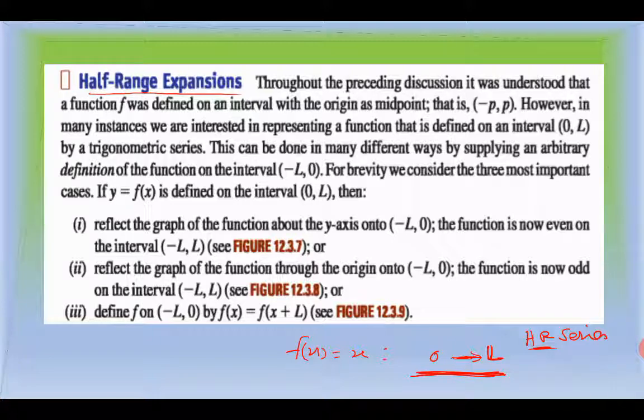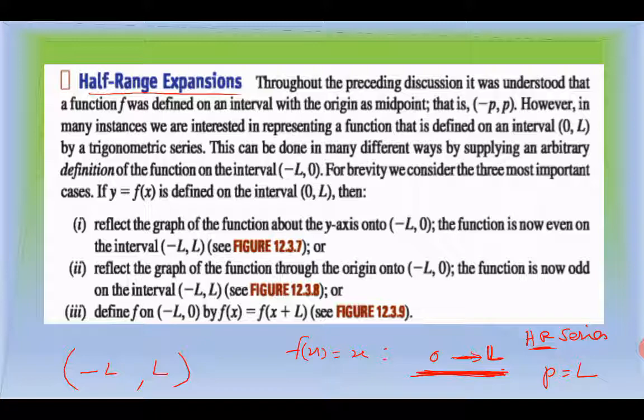Half interval. So the full interval is negative L to positive L. Therefore, the P is usually 0 to L, isn't it? The half length is P. So P is L. Given is the half range. So this is called half range.